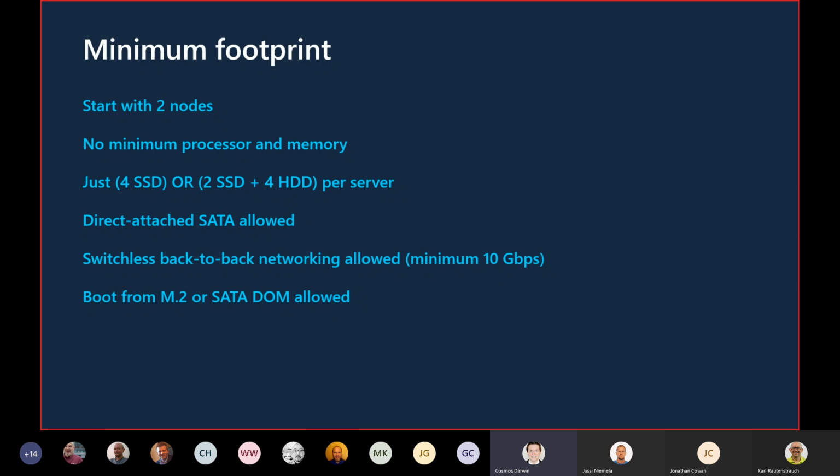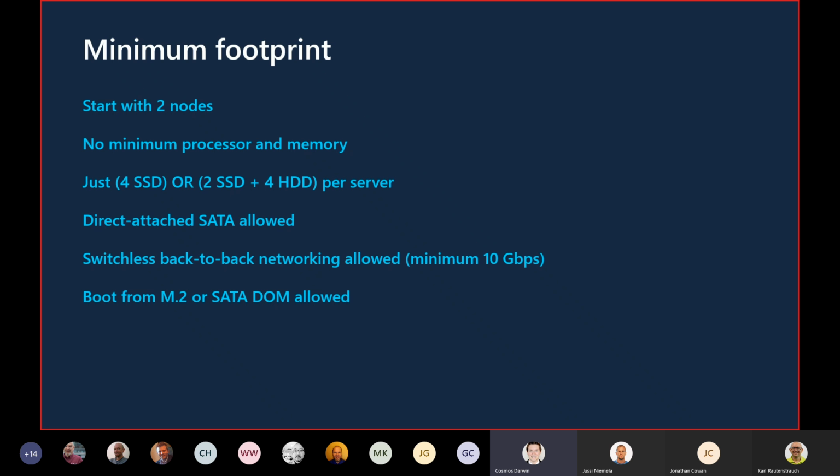There's no minimum processor or memory requirement. You can start with just 4 SSDs, or if you want to do a hybrid configuration, 2 SSDs and 4 HDDs in each of the servers. So 2 servers with a couple of drives each. They do not need to be SAS drives. You don't need NVMe. We absolutely support just direct attached SATA. That's certainly going to be the cheapest and easiest way to get started.